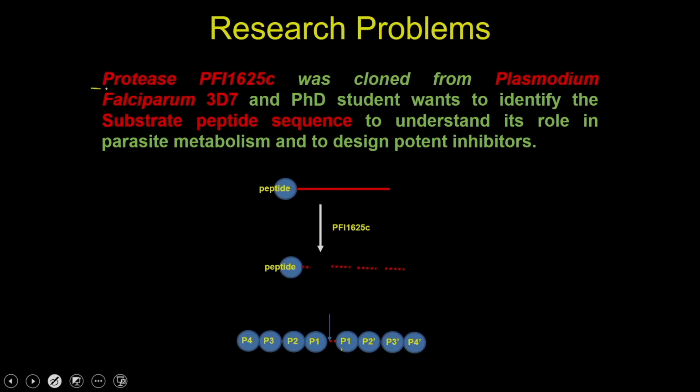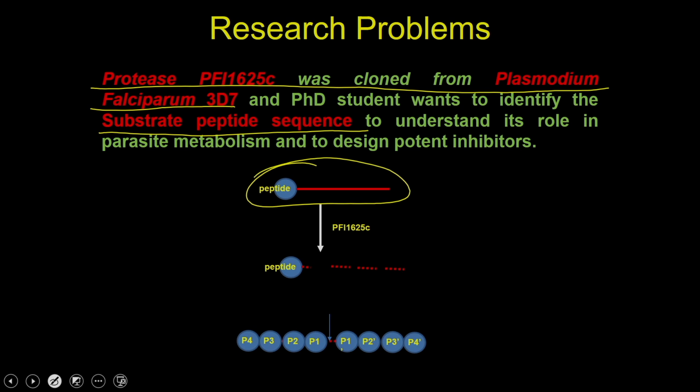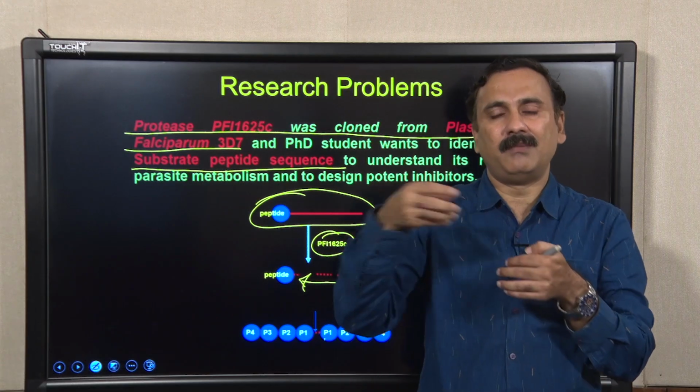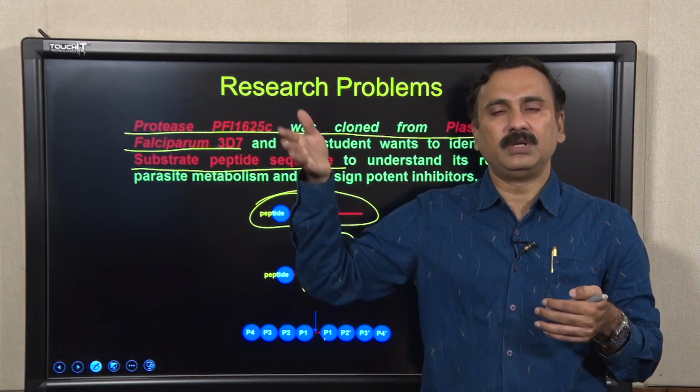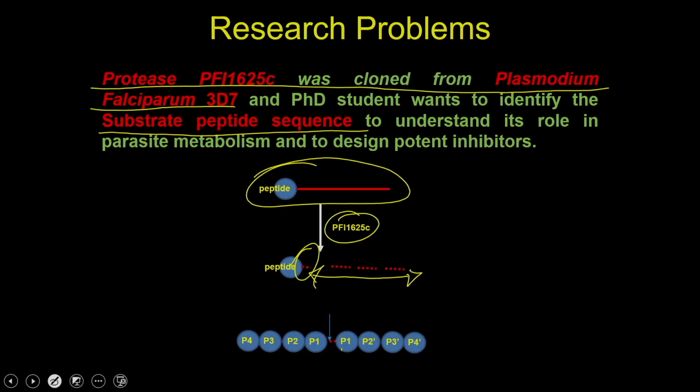Then we also discussed the problem where the protease PFI 1625C was cloned from Plasmodium falciparum, and you want to identify the substrate sequence. We said that you can use a peptide coupled to beads, and if the protease digests it, it is going to generate different peptide sequences. You can do a MALDI-MS, and that is going to tell you what is left over on these beads, and because of that analysis you can deduce the peptide sequence.